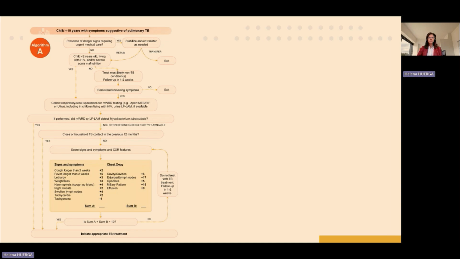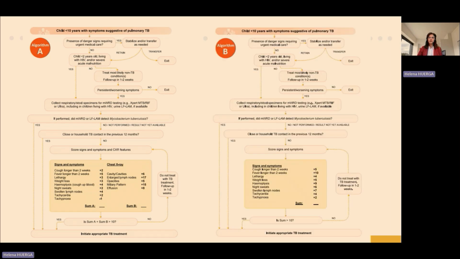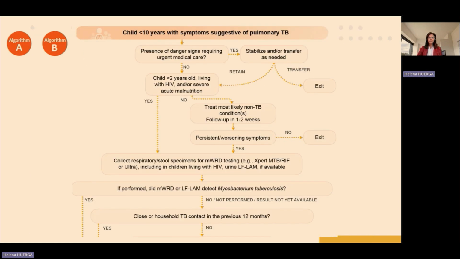Here are the two treatment decision algorithms for children less than 10 years of age with symptoms suggestive of pulmonary tuberculosis. Algorithm A is for contexts with access to chest X-ray, and algorithm B is the same but for contexts without access to chest X-ray. If we now focus on the first part of the algorithm, it's the same for algorithm A and B. The algorithm first identifies children with a high risk of disease progression. These are children less than 2 years of age living with HIV or with severe acute malnutrition, and these children should be investigated immediately for tuberculosis.